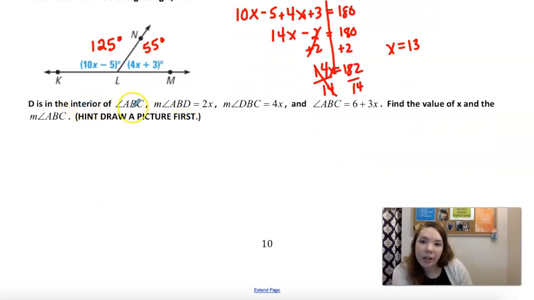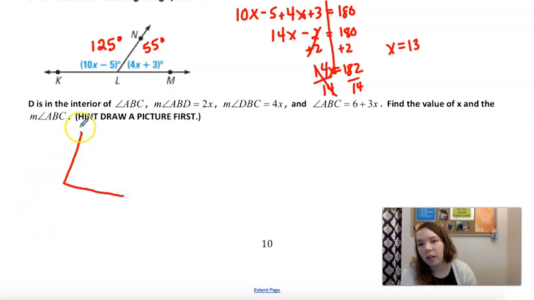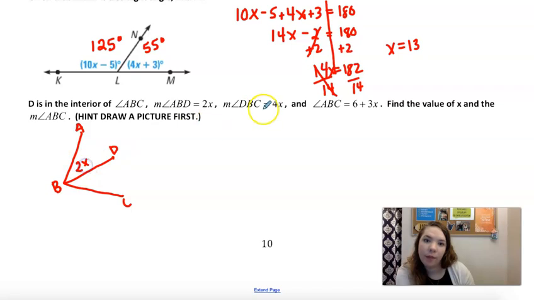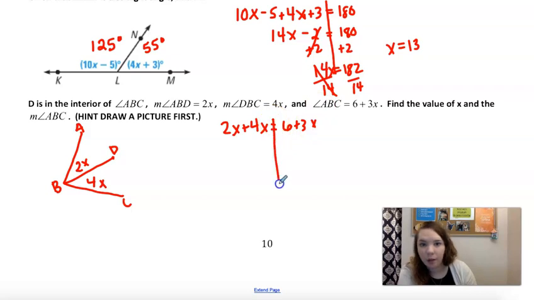D is in the interior of angle ABC. Again, when they give you these verbal explanations, drawing a picture really helps. So here we have ABC, and it says D is in the interior. ABD is 2x. DBC is 4x. And the whole thing, ABC, is 6 plus 3x. So we'll do 2x plus 4x equals 6 plus 3x. So combine those, you get 6x.